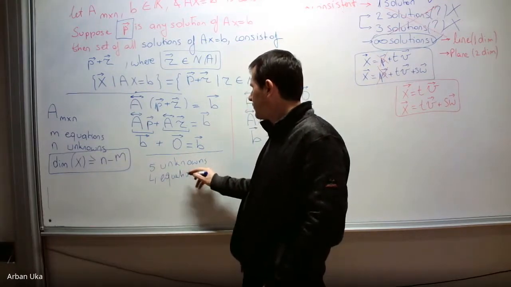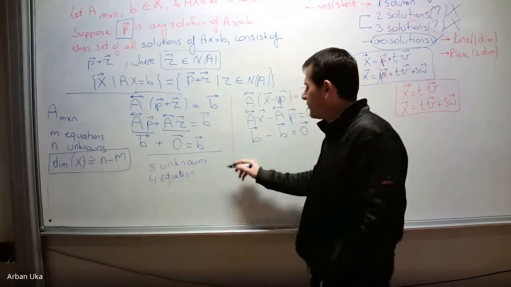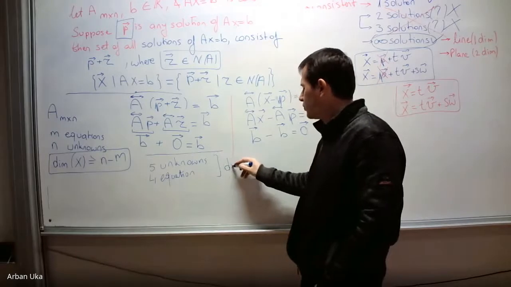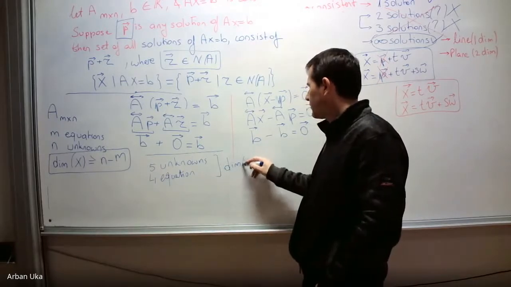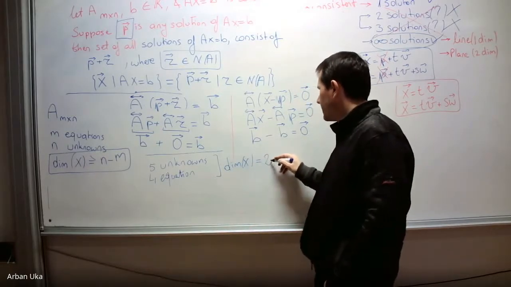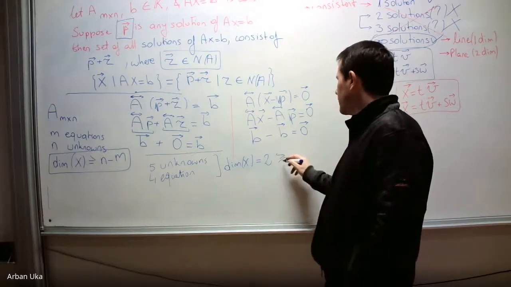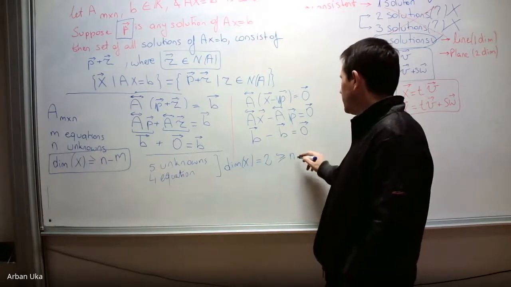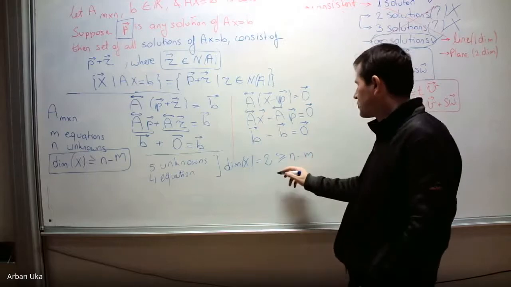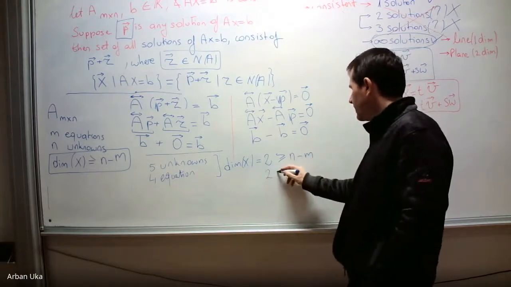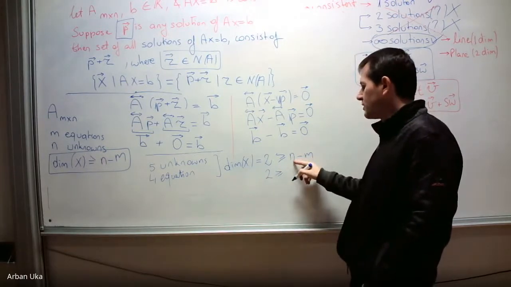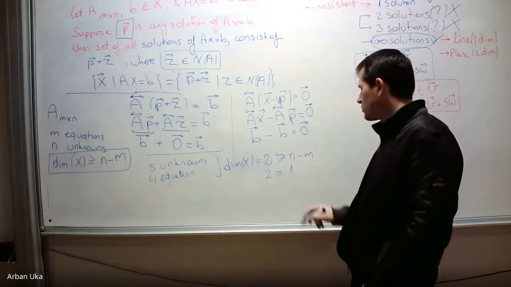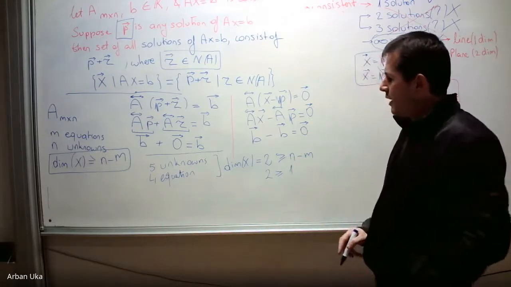And what did we find for the dimension of x? We found that the dimension of x was equal to 2, which is larger or equal than n minus m. Let's check if this is true. Is 2 larger or equal? n was 5 minus 4, 1. That's true. This is correct.